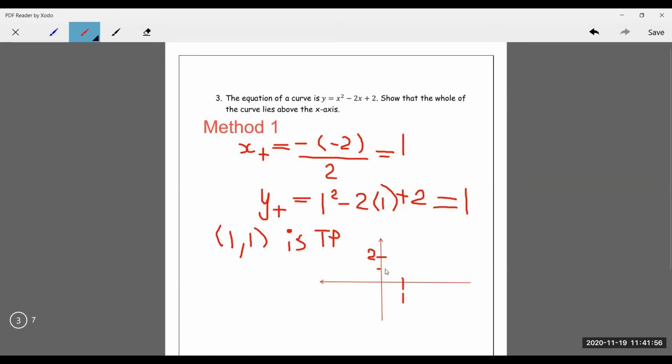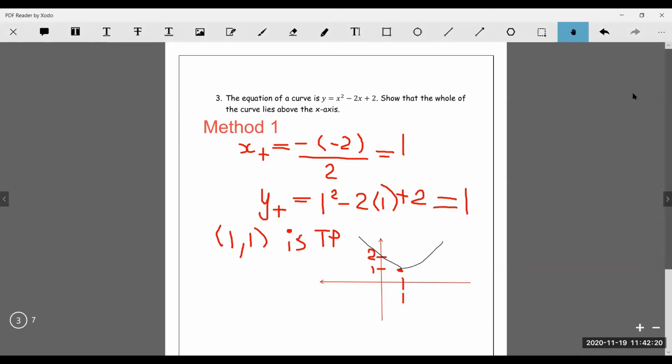Let's say this is when y is 1. So this is what we have: the turning point right there, and the graph looks something like this on that side, and something like this on this side. So clearly this quadratic is completely above the x-axis. That is method 1. Now, how would you do it with method 2?